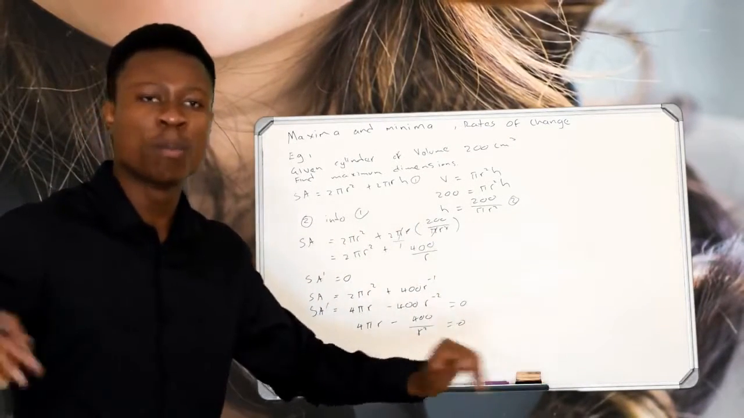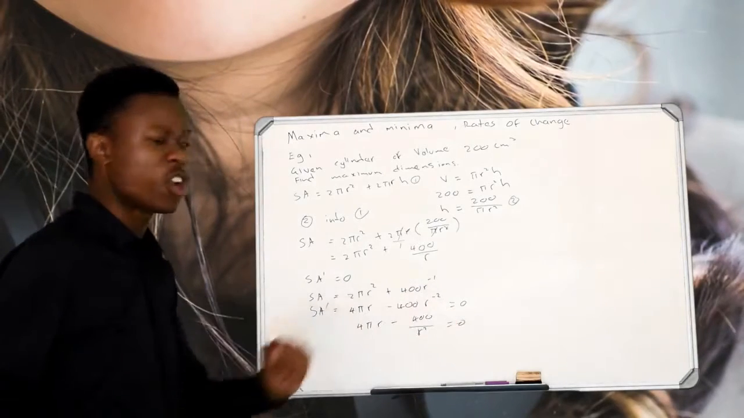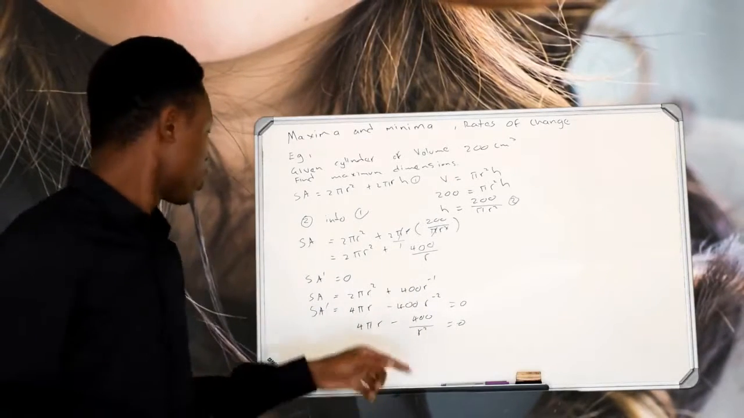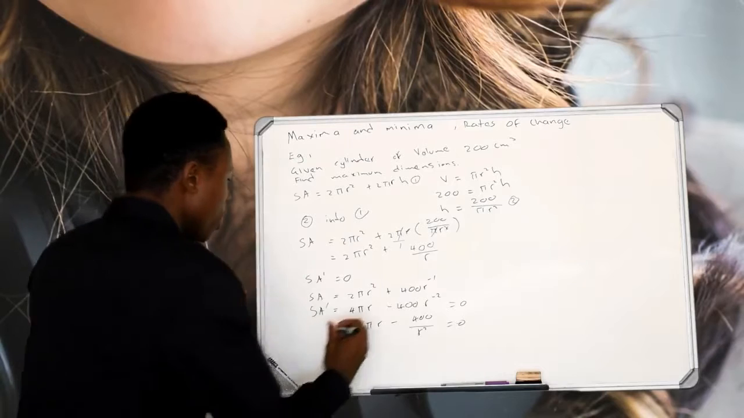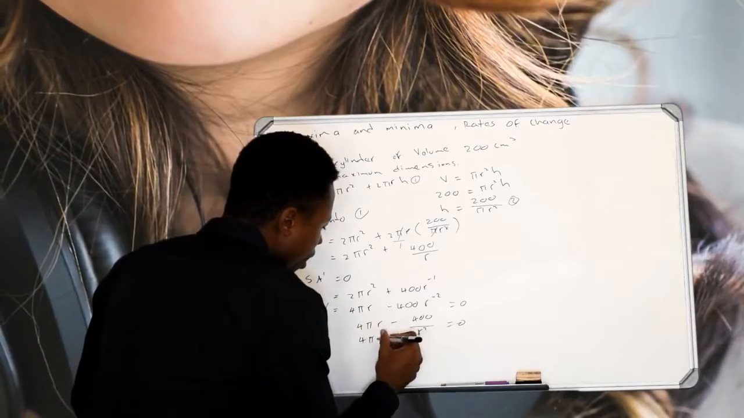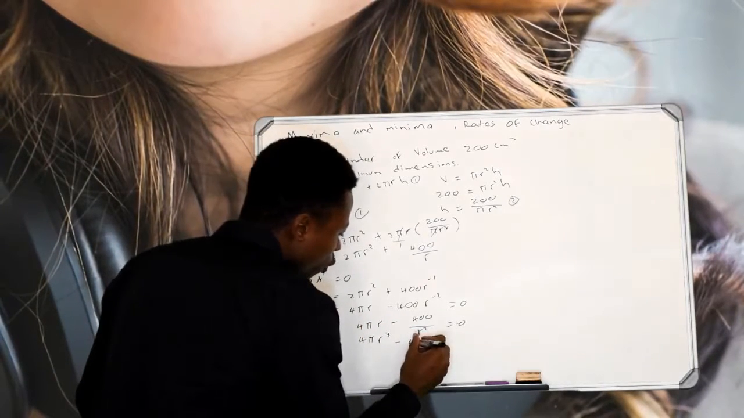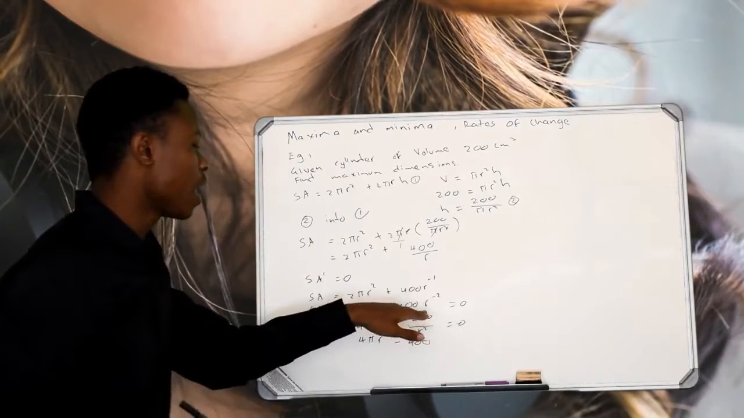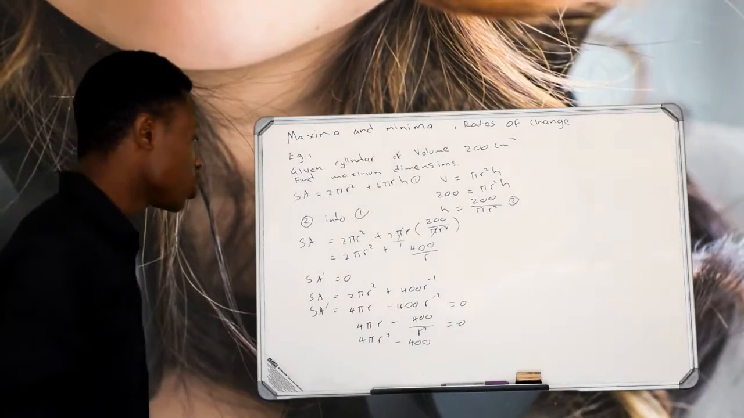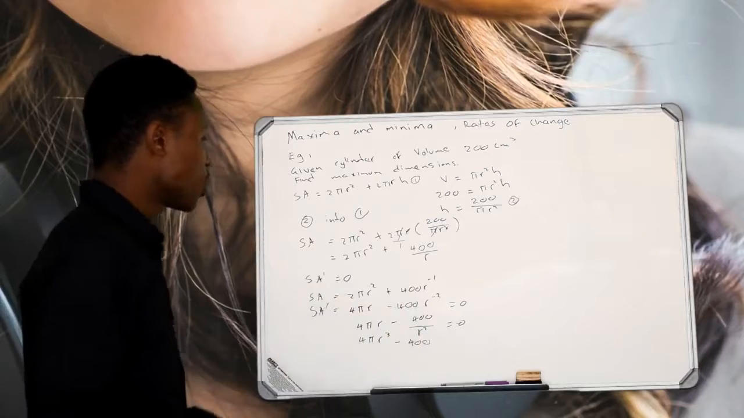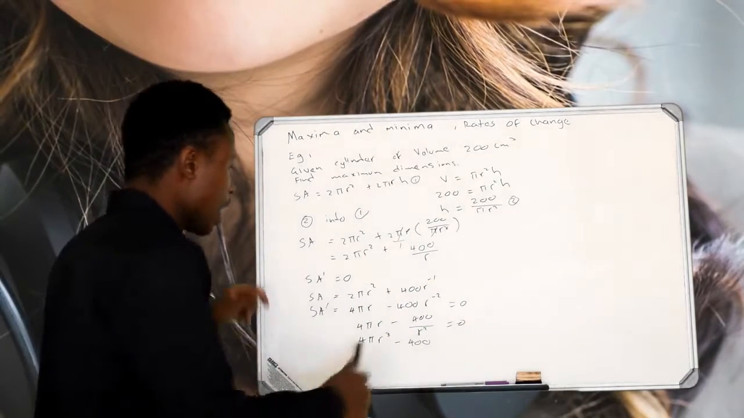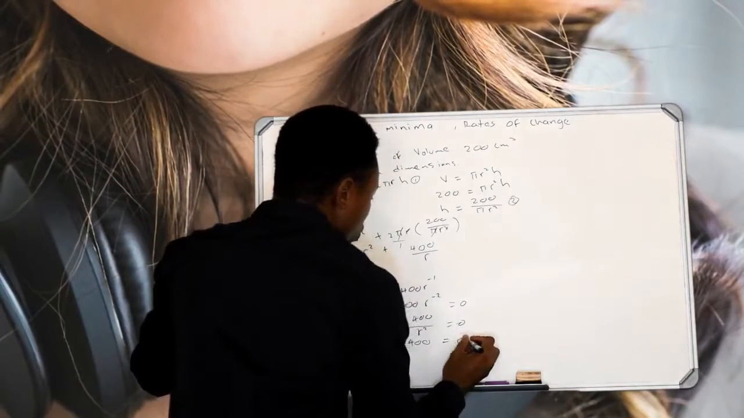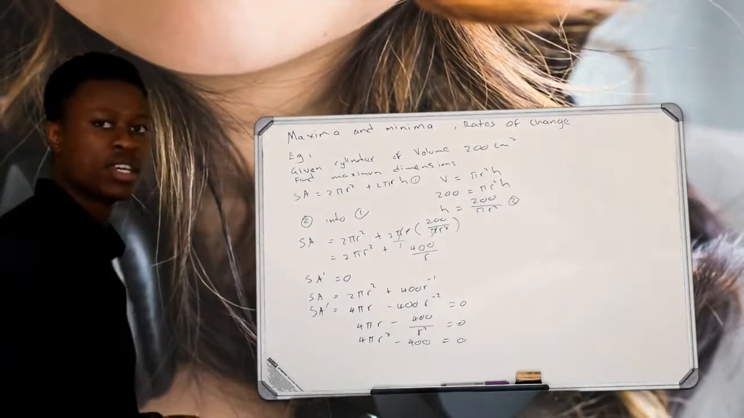I multiply it through by r squared. If I multiply 0 by r squared, it's still 0. So the only one that will change is this one. So it will be 4 pi r cubed minus 400. Because if I multiply 400 over r squared by r squared, the r squareds will cross out with each other, right? And if I multiply 0 by r squared, it's still 0, right?